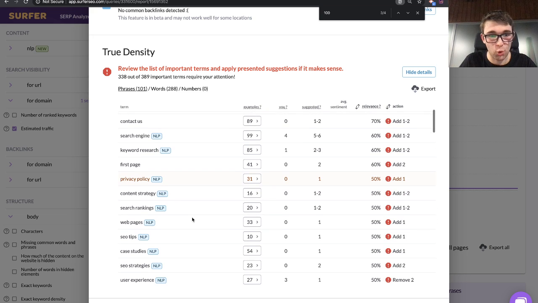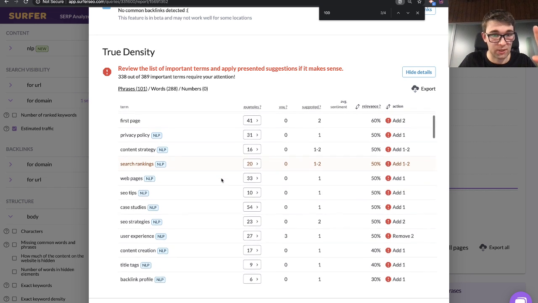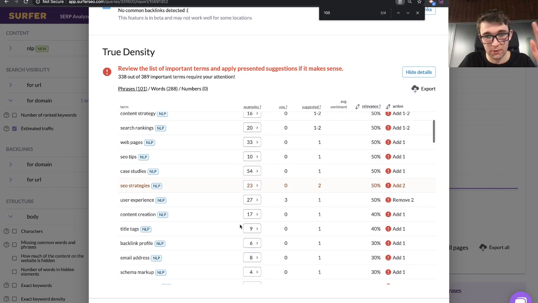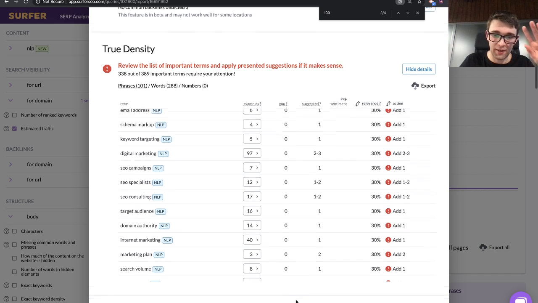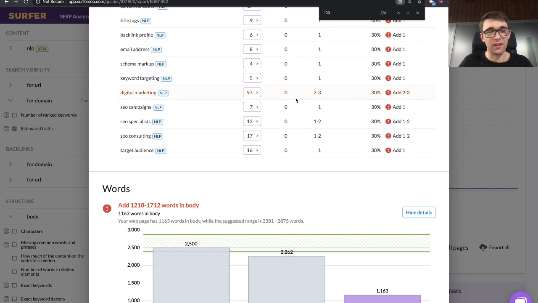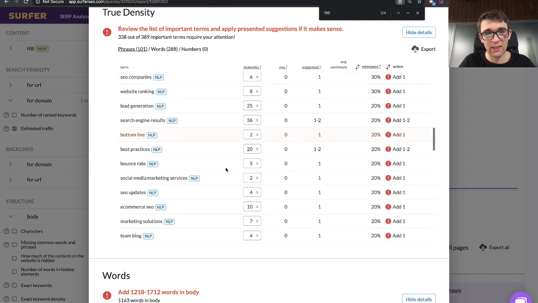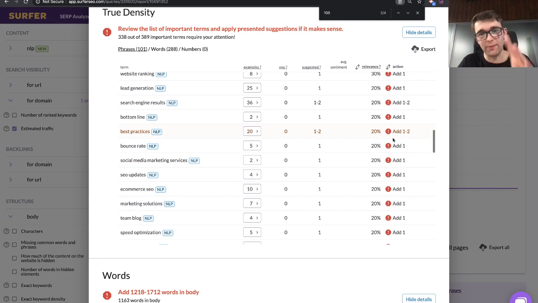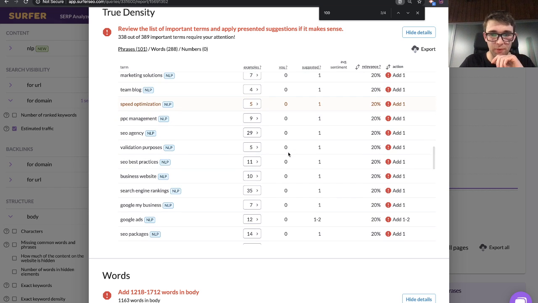So I can see quite a lot of terms like keyword research barely noticeable in here, web pages missing, search rankings missing, content strategy missing, case studies, strategies, and so on. So you have such a big content gap on your page that 1,000 words may not be enough to include all of those. So I consider including as many of those true density phrases that are missing as you can. They don't have to be optimized with the ranges. Start with just mentioning them, and that will do a huge boost to your content. You are missing so much that it will boost your content for sure.